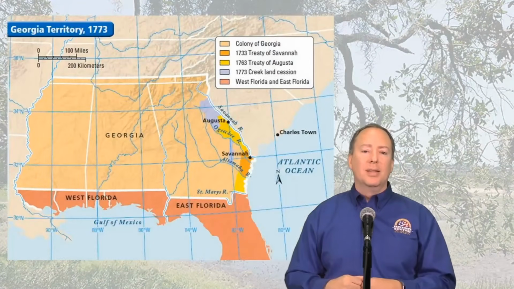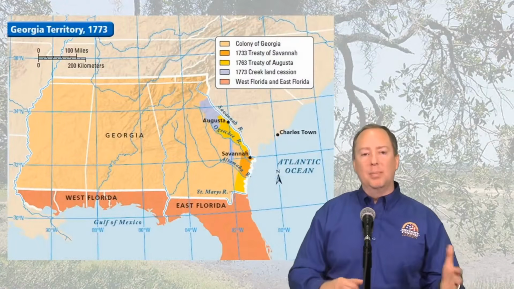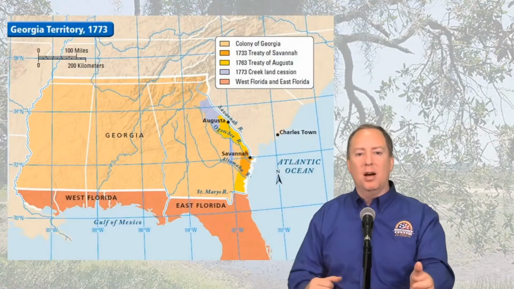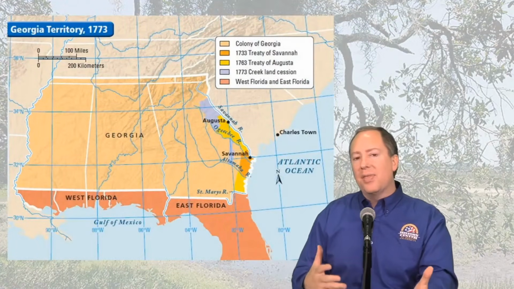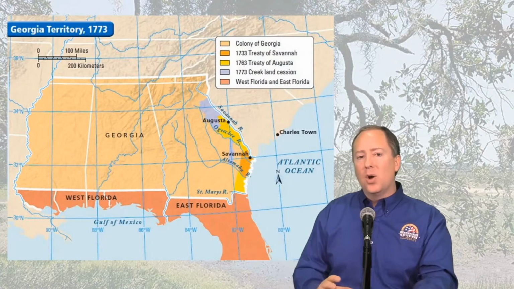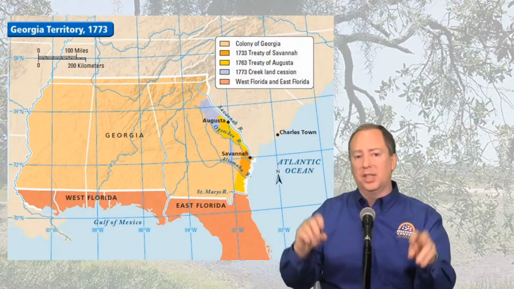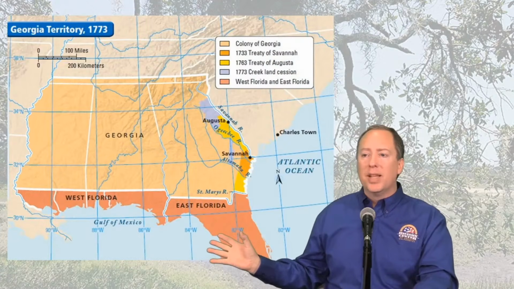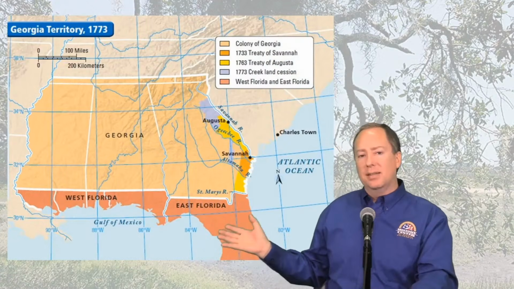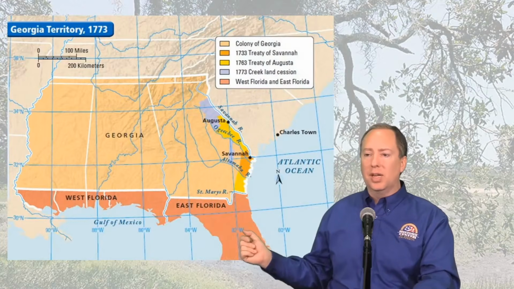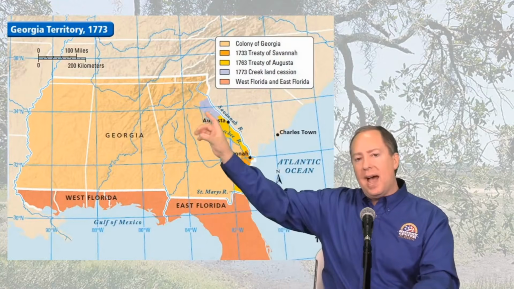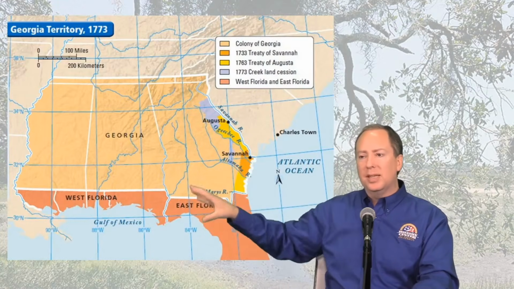So Georgia goes from utopian to royal colony to an independent state. And I think it's important to know just how small Georgia was. We've got a map here. This is the territory in 1773 before the American Revolution, and we've got the modern state outlines so that you can see, here's Georgia.